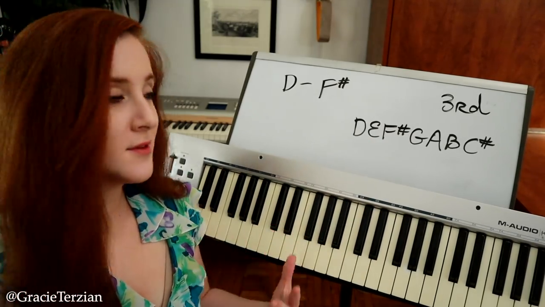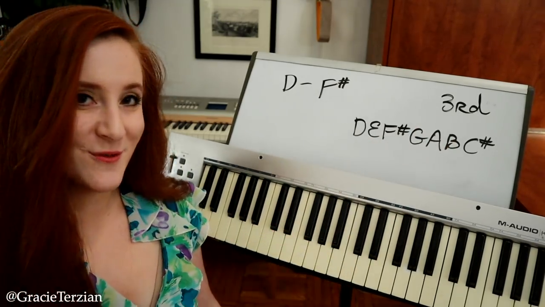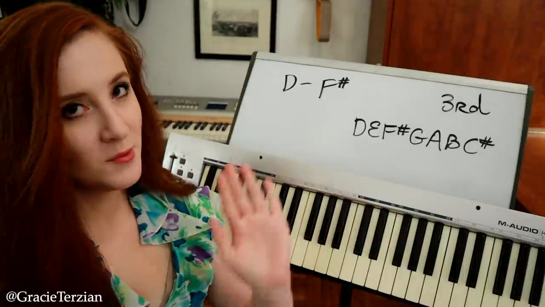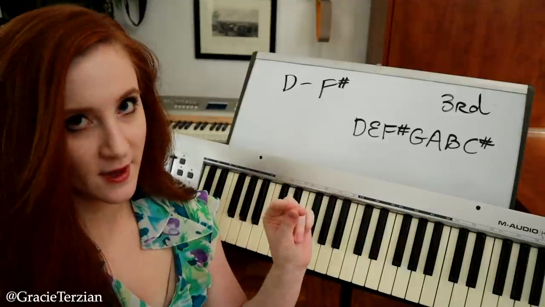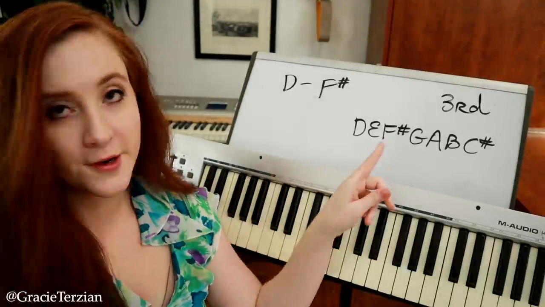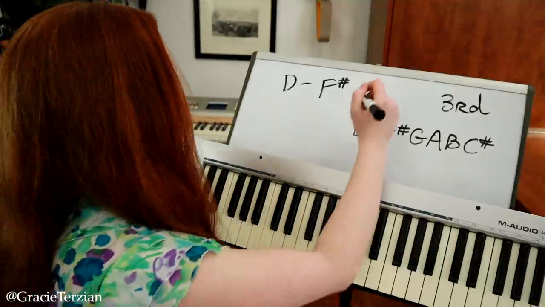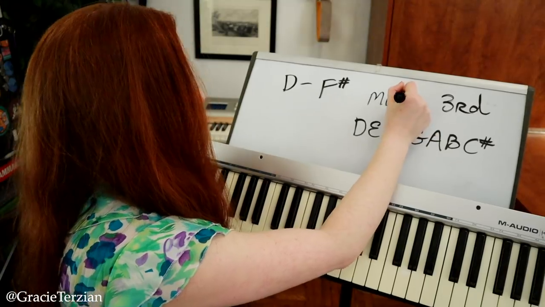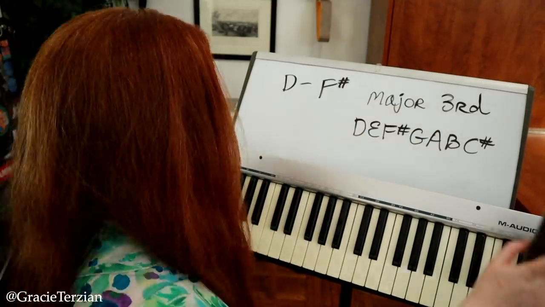So we can use the default settings for a third. Do you remember what the default setting is for a third? If you remember, they're all major except for the fourth and the fifth, which are perfect, and then the unison and the octave are also perfect. So a third is a major third. So D to F sharp is a major third.